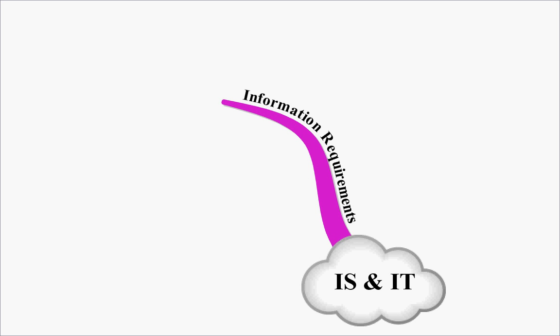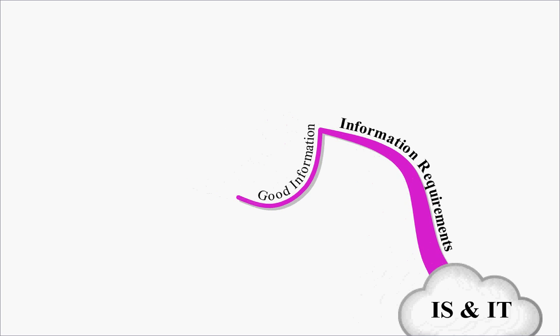Okay, this lecture was on Information Systems and IT. Remember, we've already looked at Information Strategy. So, information requirements then. Good information, what should it be?